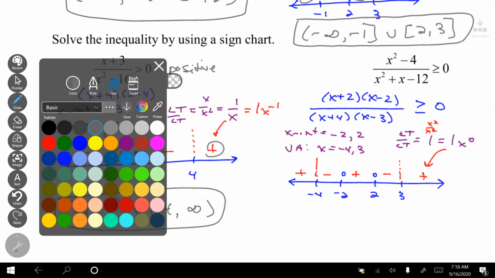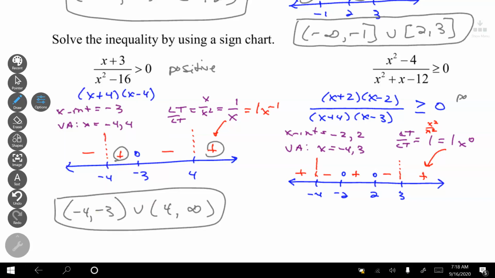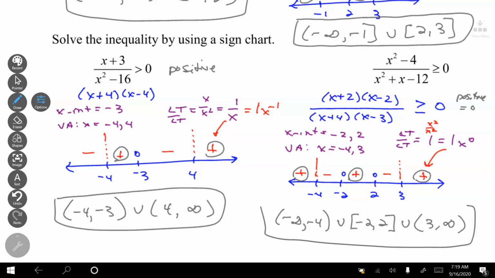And then my point is, well, what am I looking for? I want the positive or equal to 0. So the positives are here, or equal to 0. Well, an asymptote is never equal to 0, so it's always going to be a parenthesis on an asymptote, but these x-intercepts I'm going to have brackets on. So -infinity to -4, parenthesis, union, got ahead of myself, bracket -2 to 2, and then 3 to infinity because that's an asymptote.